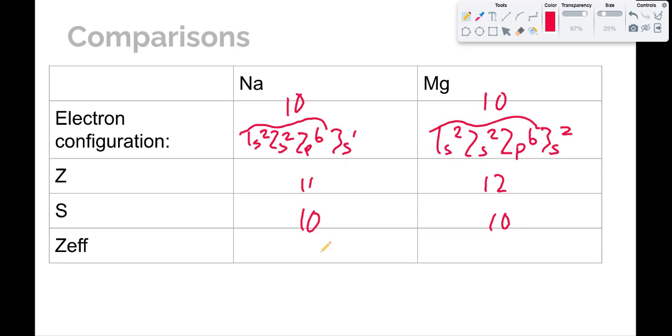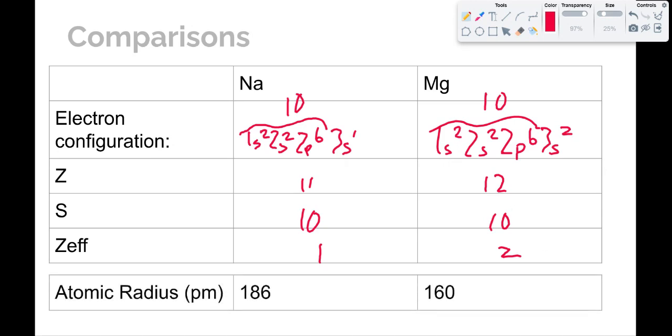So the effective nuclear charge for sodium is 1, 11 minus 10, and for magnesium it's 2. So for magnesium, the numerator in that Coulomb's law comparison equation that we can use is bigger than for sodium, which means the outside electrons, the electrons in the 3 shell, for magnesium are going to be pulled in a little bit tighter than sodium's because the effective nuclear charge is a little bit bigger.